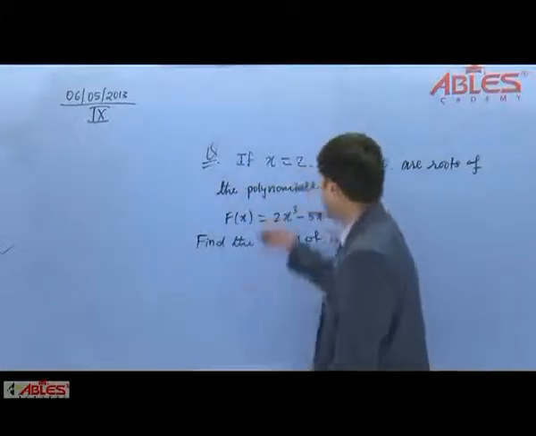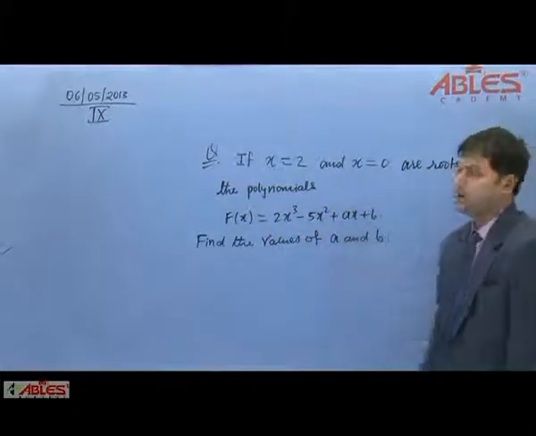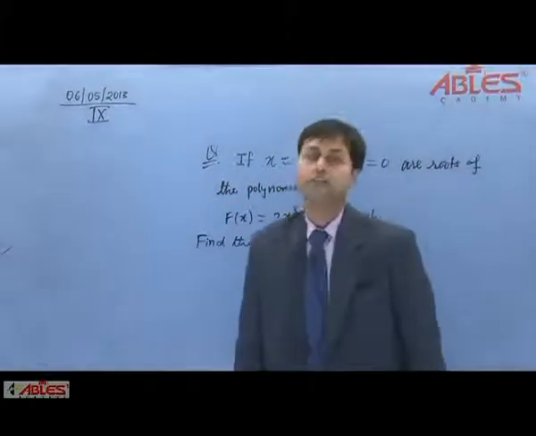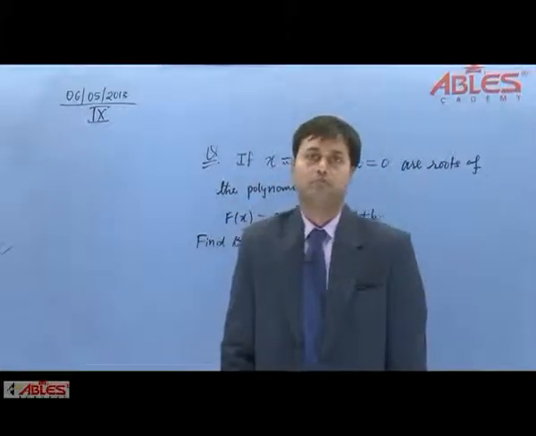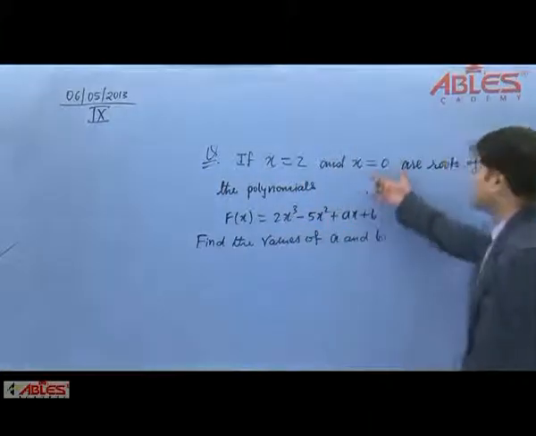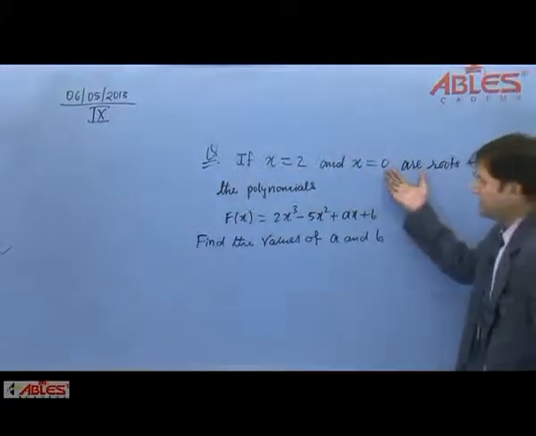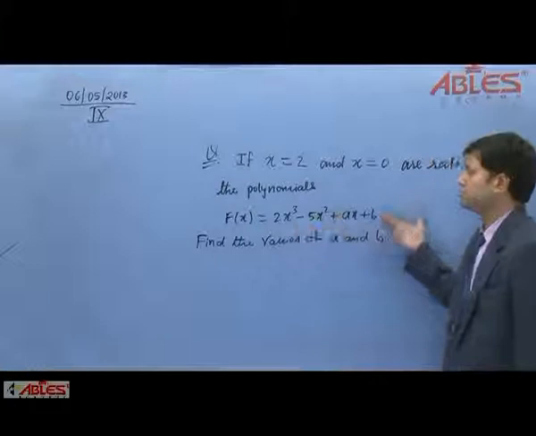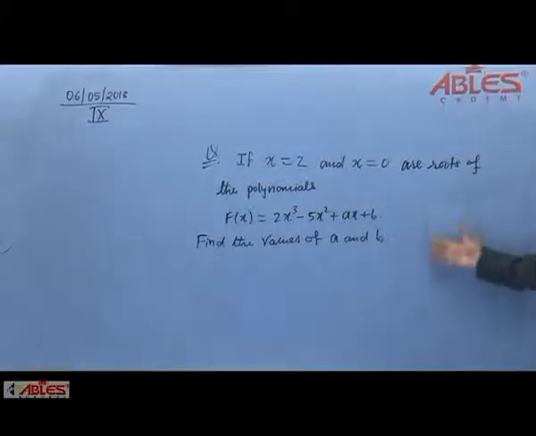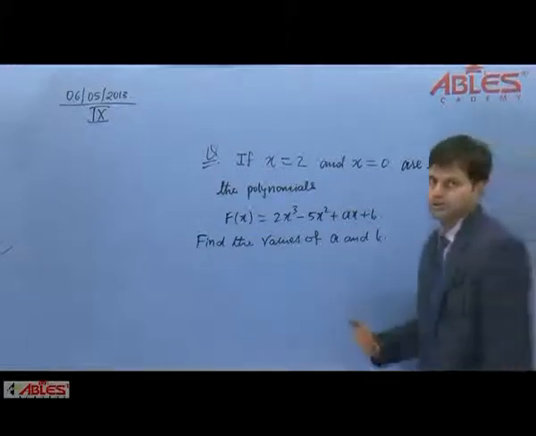That is, when we put x equals to 2 in this polynomial, the output should be 0. In that case we call the given number a root of the equation. And the next thing is x equals to 0. When you put x equals to 0, again you should get the output 0. In this way you will get two equations, solving which you will get the values of a and b.